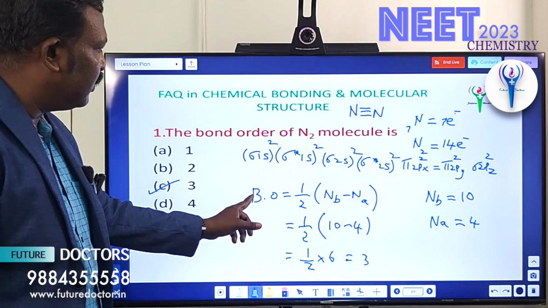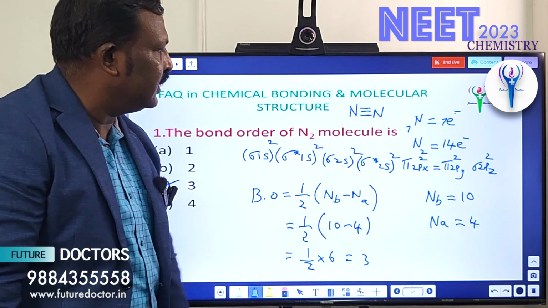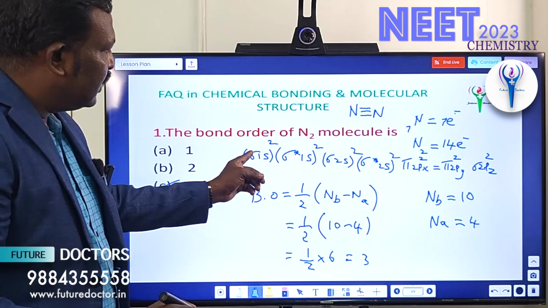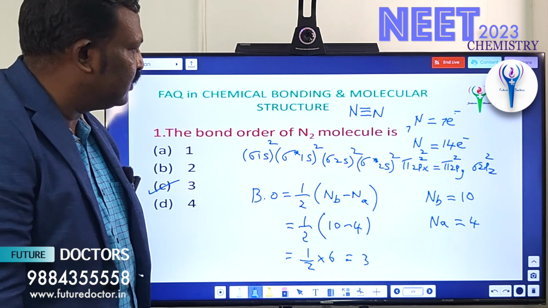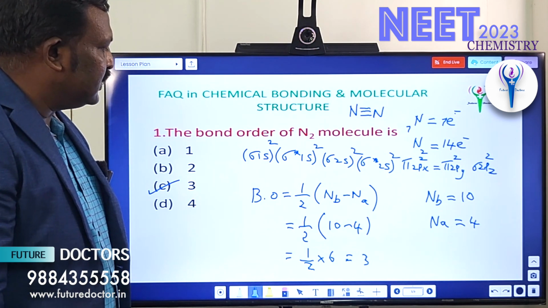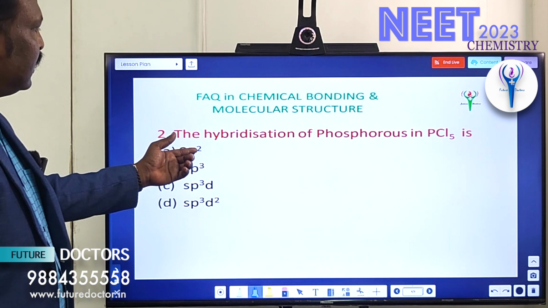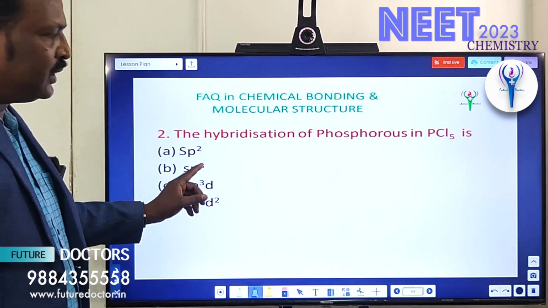This is the formula. Bond order is equal to 1 by 2 (Nb minus Na). So you must know the molecular orbital arrangements, then only we can solve these sums. Understood? Now see the second one. Simple one. Here another topic.